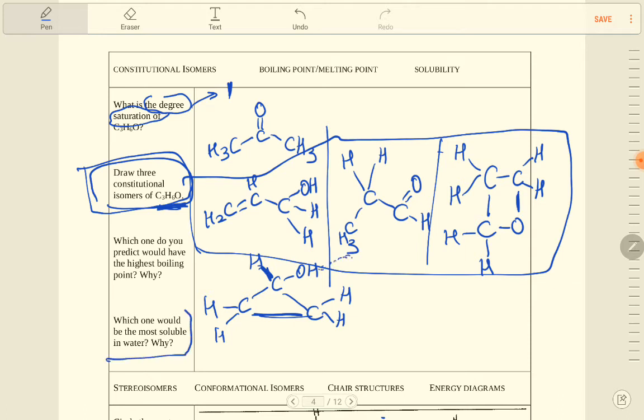All right, which one would be the most soluble in water? So we know that (CH3)2 C double bond O is acetone.